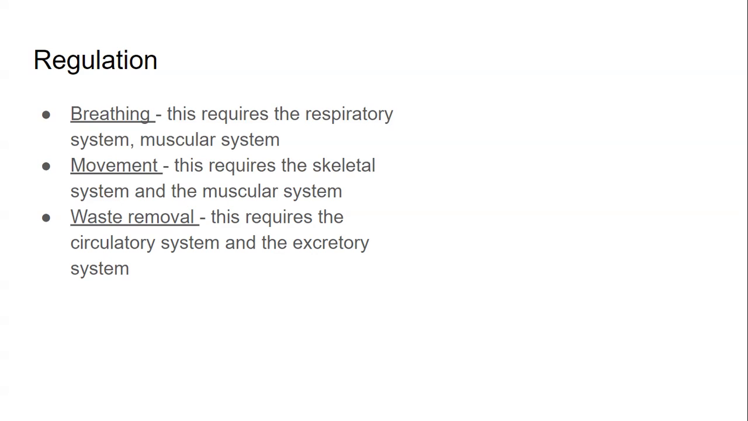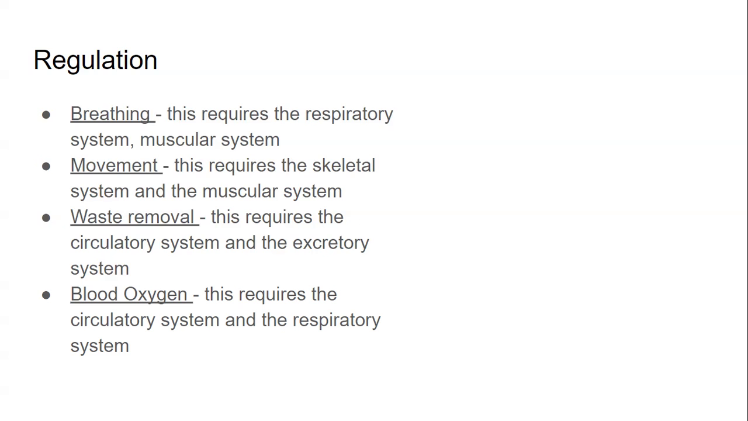We also have waste removal. So this one requires the circulatory system and the excretory system. I kind of mentioned this within our last video, but the excretory system includes things like the kidneys and bladder. So in order for the waste to even get to the kidneys in order to be filtered, the circulatory system has to take the blood and waste products from the entire body, bring it to the kidneys, and the kidneys filter out what they need in order to remove it. The kidneys are only located in one certain spot, so if the circulatory system is not bringing all of that to the kidneys, then that makes it a little bit more difficult.